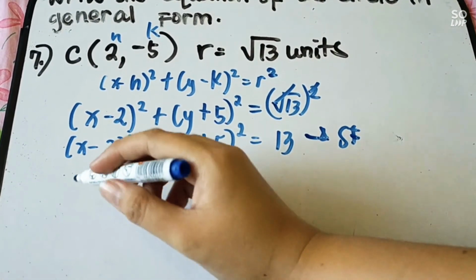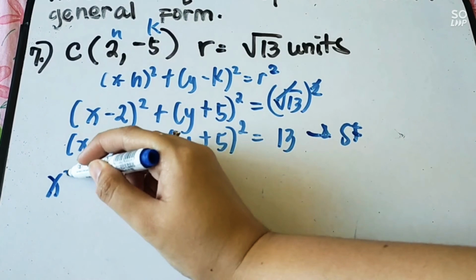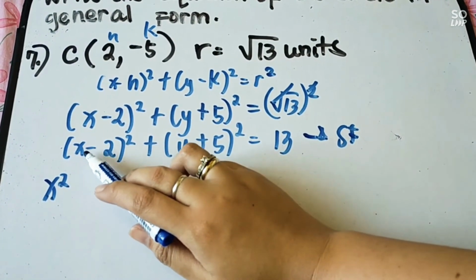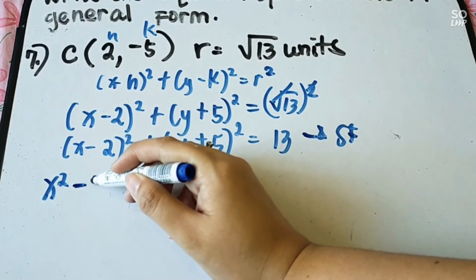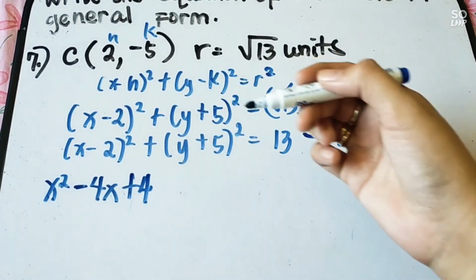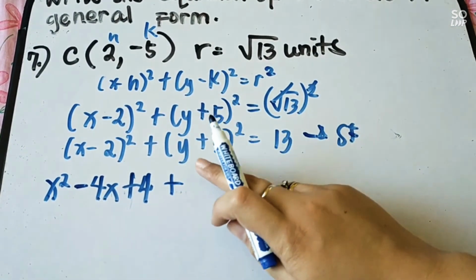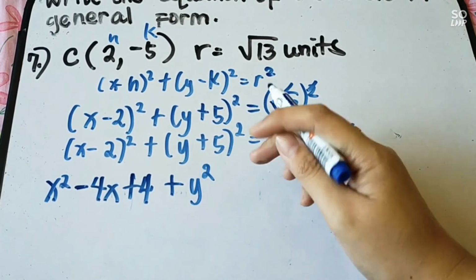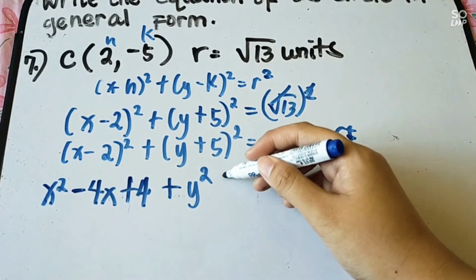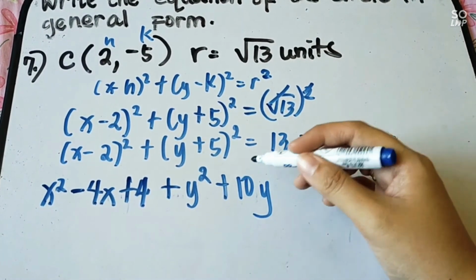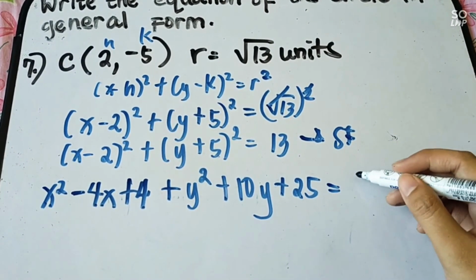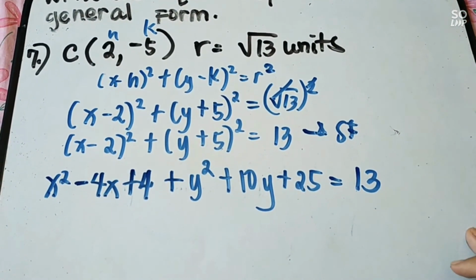So, expand natin. Squared ng x, we have x squared. Multiply mo si 2 sa 2 ulit. 2 times 2, we have 4. Since negative to, minus 4x. Then, squared mo yung 2 ulit, plus 4. Plus. Squared ng y, we have y squared. 5 times 2, the answer is 10. 10 times y, we have plus 10y. Next, squared ni 5, we have plus 25. Then, equals to 13.